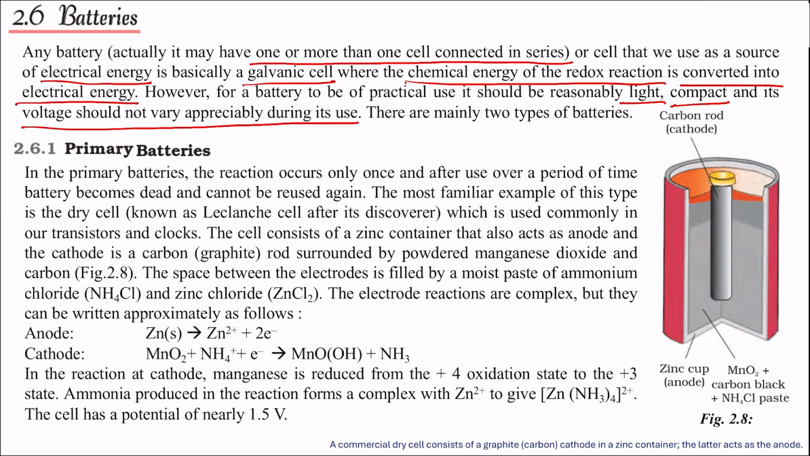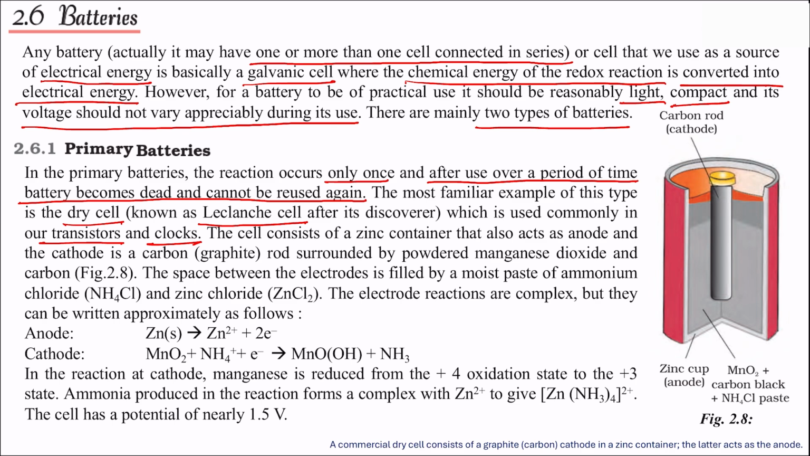There are two main types of batteries. First one is primary batteries. In primary batteries, the reaction occurs only once, and after use over a period of time, the battery becomes dead and cannot be reused again. The most familiar example of this type of battery is the dry cell, also known as Leclanche's cell after its discoverer, and it is commonly used in transistors and clocks.